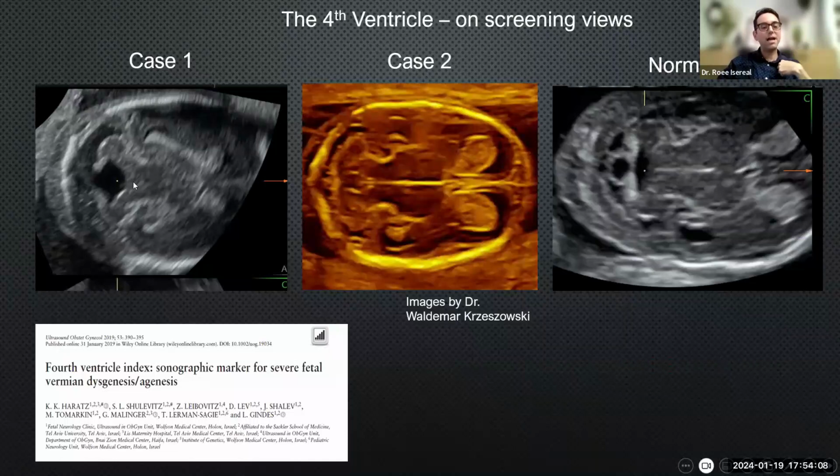So this is the first case I showed you. This is the second case, shared courtesy of Dr. Waldemar Krzyzowski from Poland. And this is a normal variant. You can see, this is a normal fetus, and the shape of the fourth ventricle in normal screening views is like this. It's wide on the lateral and thin on the anteroposterior, just as Dr. Kreiden has shown us all in her wonderful paper.